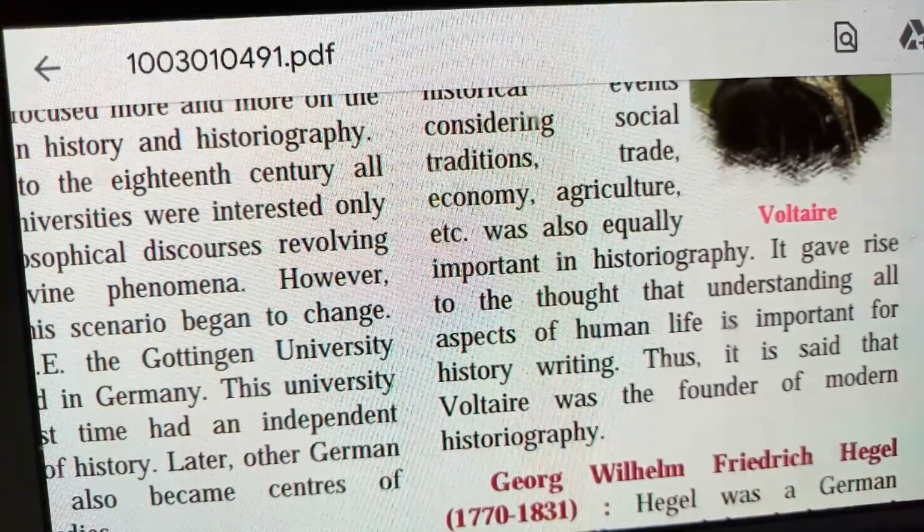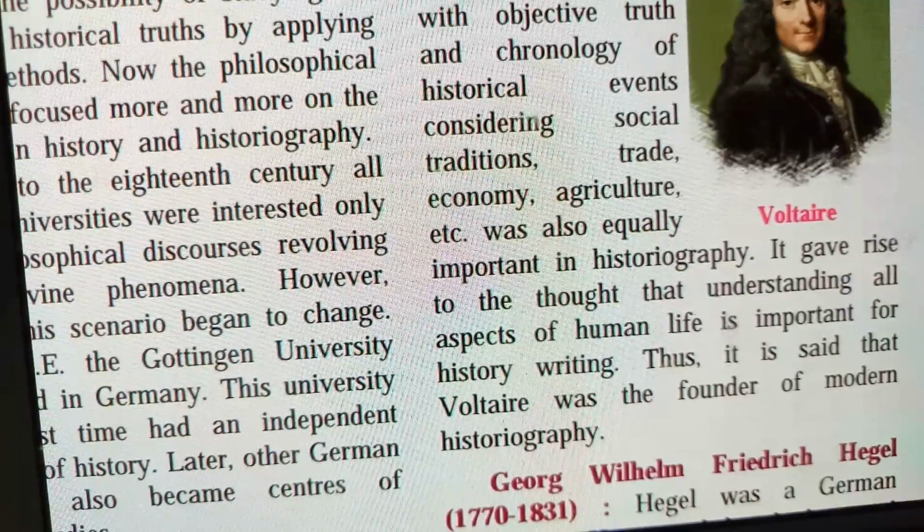It gave rise to the thought that understanding the human aspect of life is important for history writing. So we have to understand human life in history writing, or we should write about the people. Thus it is said that Voltaire was the founder of modern historiography.